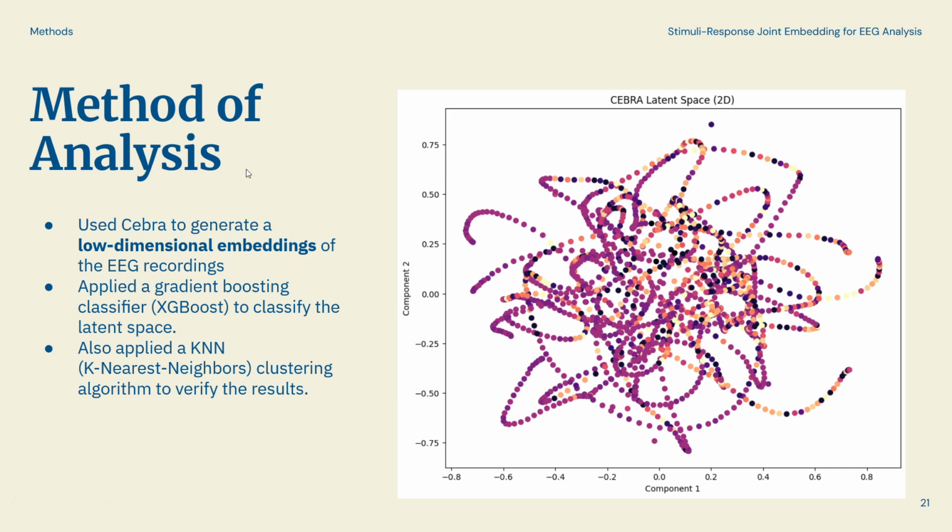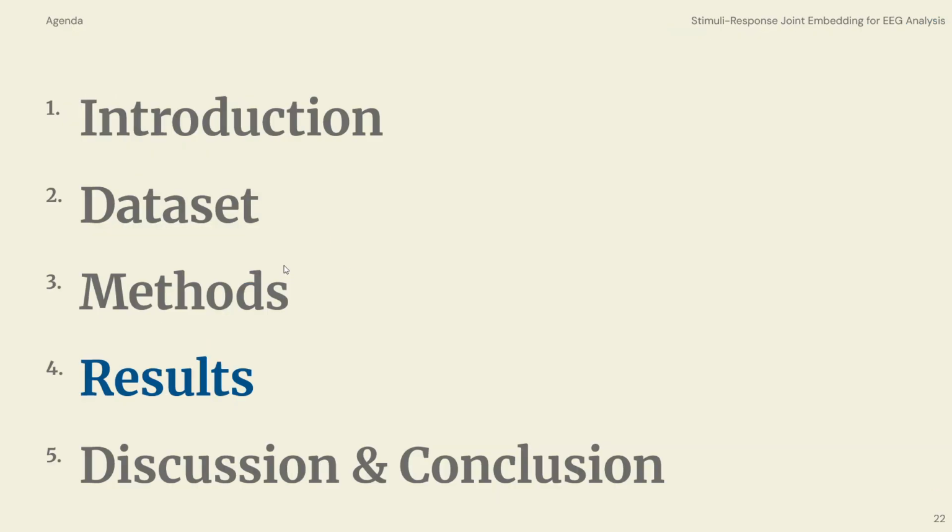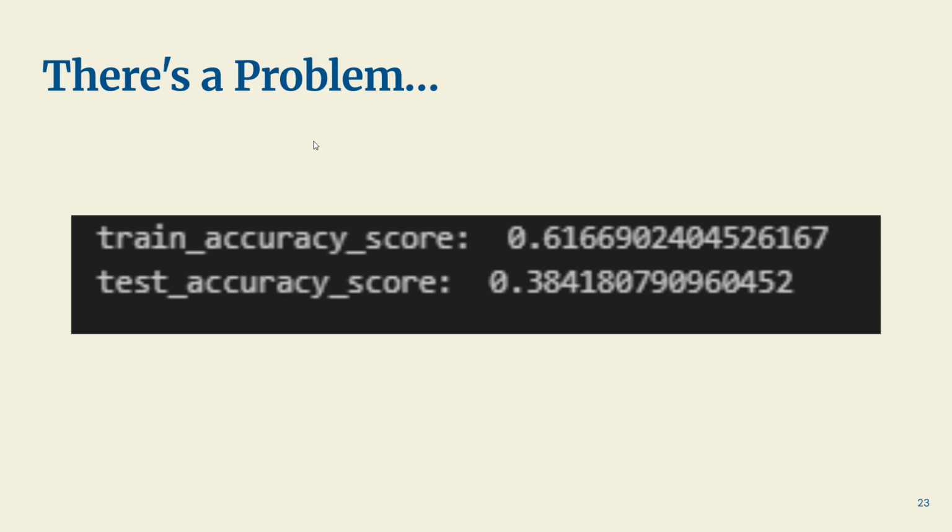We then applied a gradient boosting classifier to classify the latent space, and just to test it out and see how it works, we also applied a k-nearest neighbors clustering algorithm to verify the results. The results were not great. As you can see here, there's just a lot of overfitting, and the actual accuracy just wasn't that good.